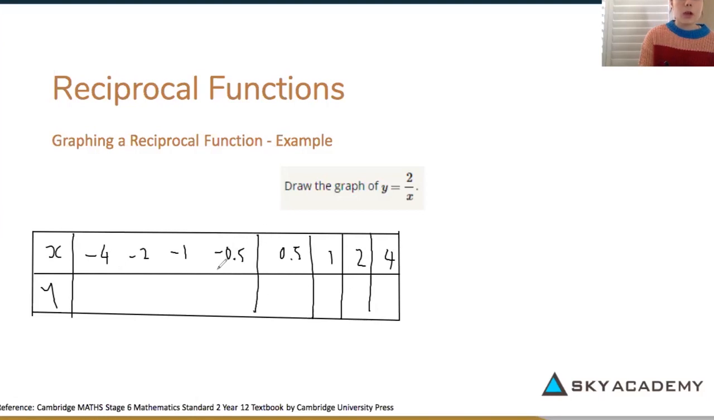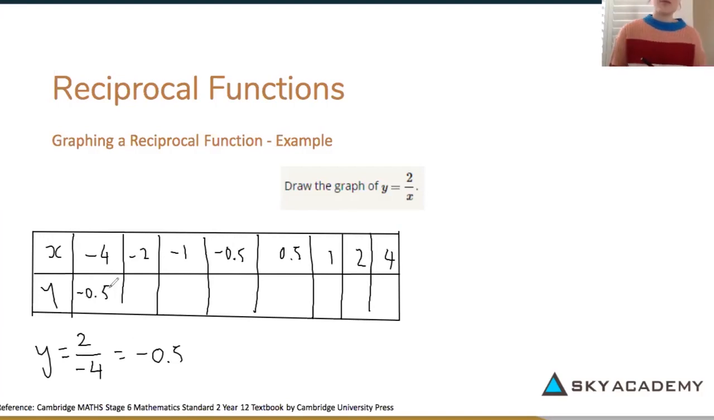And so now we're going to go and solve for y by substituting x into the x place on our function. So y equals 2 on x, and I'm going to sub x as -4, and that should give me the answer -0.5. And I'm going to go ahead and sub x as -2 now. So instead of -4, we'll make it -2, and you should get -1. And I'm going to do the rest of our table: -2, -4, 4, 2, 1, and 0.5.